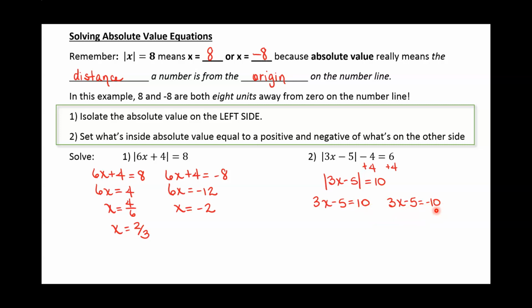So to solve these equations, we're just going to add 5 to both sides and then divide by 3. So add 5 and divide by 3. Same thing here, add 5 and divide by 3. And there are our two solutions. Again, we want to check those for extraneous roots.